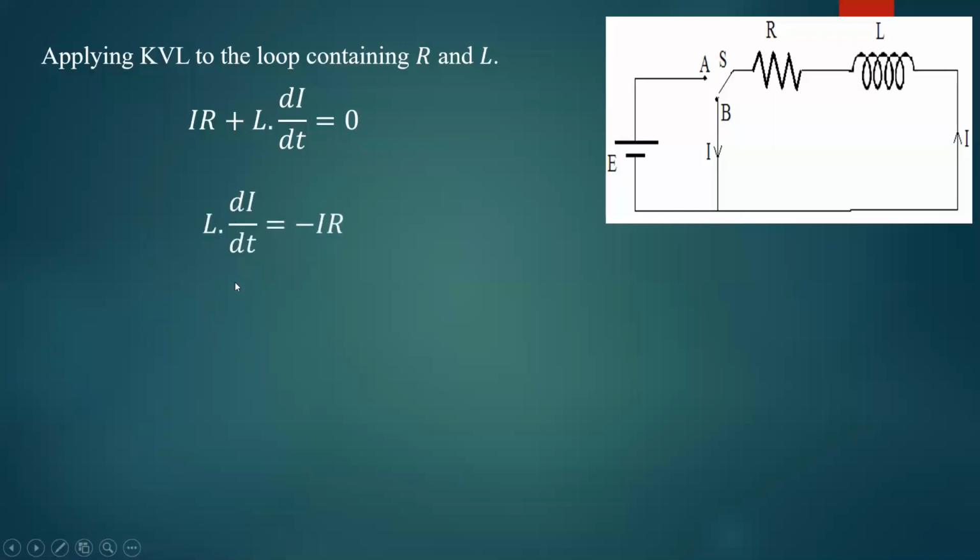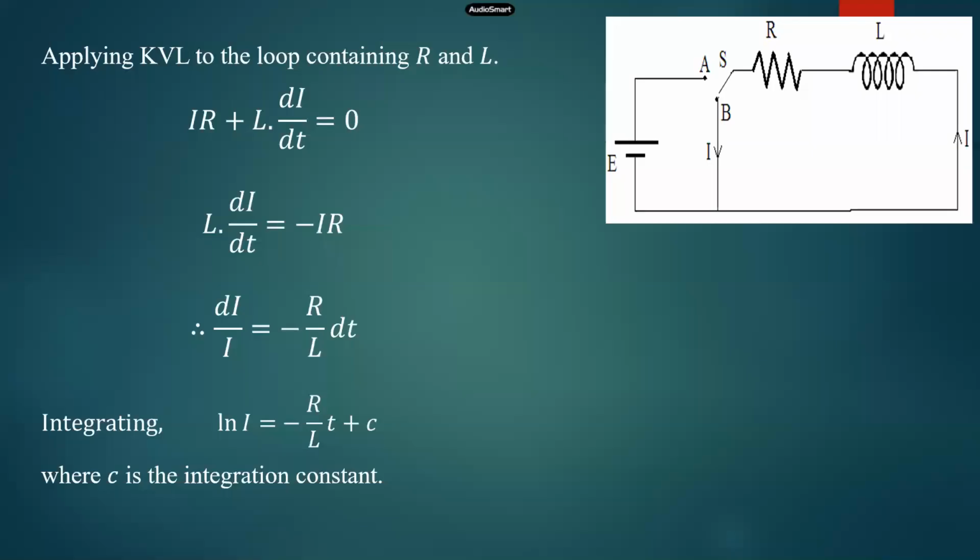So here, this side contains the terms containing I. This is a constant term, R by L is a constant term, into the variable dt. Let us integrate it. To solve the equation, we have to integrate this. So we have got the separated variables.